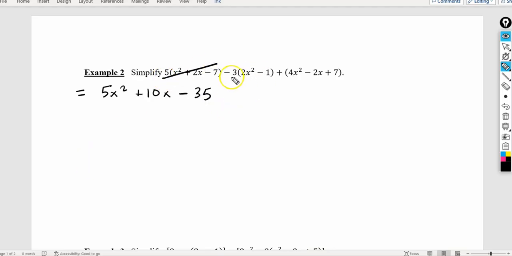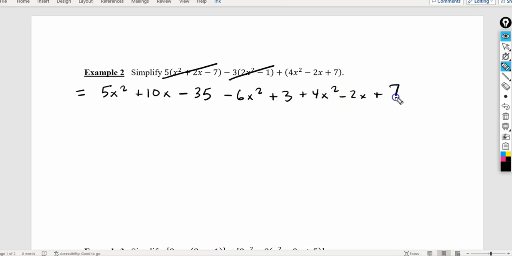Now let's go on to the next part. I have to multiply a -3 by everything inside. So I'm going to have a minus 6x squared. Then -3 times -1 is +3. And then if we look at this last expression, notice there's nothing out the front. So I can just drop the parentheses because there's nothing to multiply through.